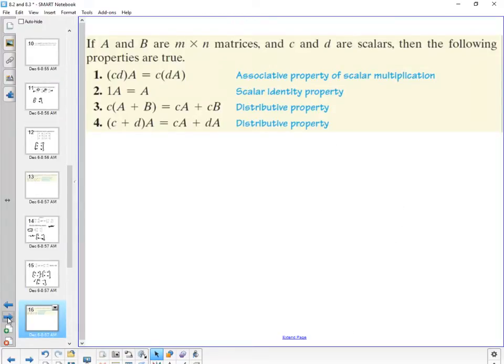All right, so some more rules for you. I think you should already know these. Associative property of scalar multiplication. What does associative property even mean? You associate. Doesn't mean you can move things.